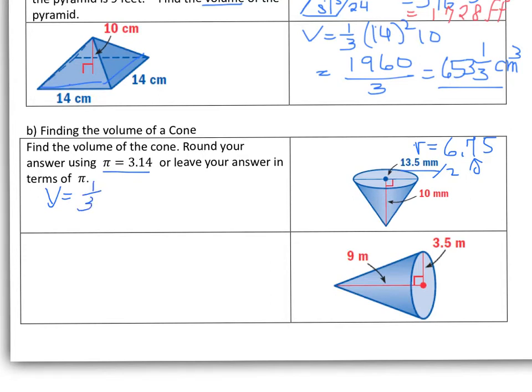So 1/3 times pi r squared, pi times 6.75 squared times the height of 10. And to leave your answers in terms of pi, you just take 1/3 times 6.75 squared and multiply that by 10. And you should get about 152 pi millimeters cubed.